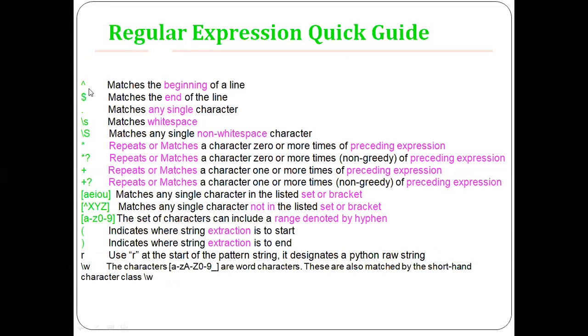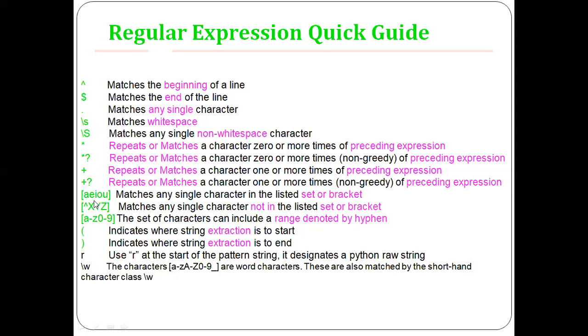The first meta character is caret, which matches the beginning of a line, and dollar matches the end of the line. Dot matches any single character, and backslash s matches white space. Backslash capital S matches any non-white-space character. Star repeats or matches a character zero or more times, and star with a question mark matches zero or more times of the preceding expression. Similarly, plus repeats or matches a character one or more times, and plus with a question mark matches one or more times of the preceding expression.